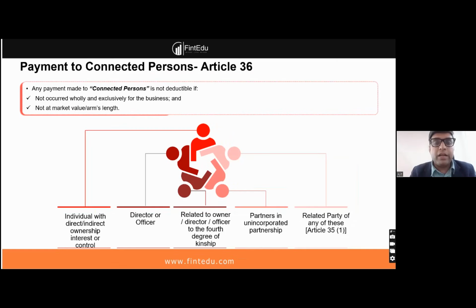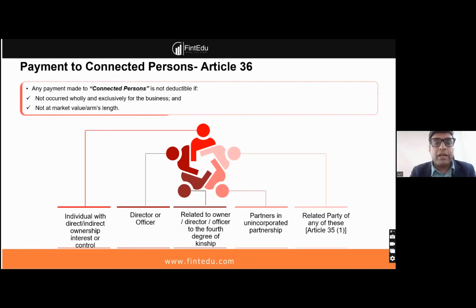Now, many times we talk about how to benchmark these transactions, this payment to connected person. This question comes to me a lot of times. I think before going to that, it is very important to understand whether this expense is made wholly and exclusively for the business or not. And then we need to see whether it is at arm's length, considering the market value. Now, who are the connected persons?